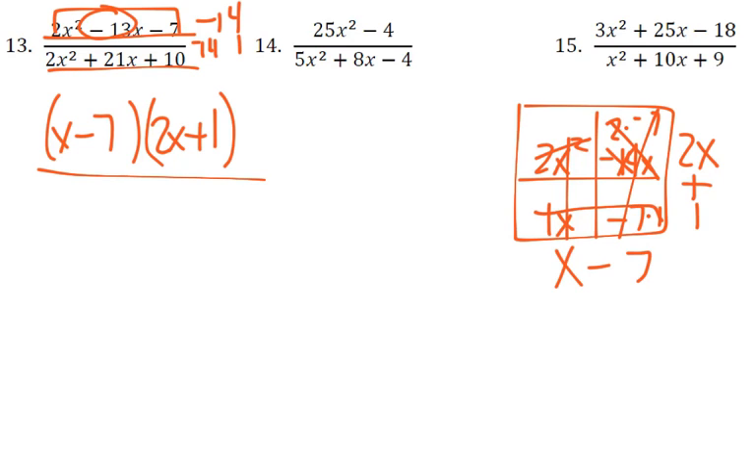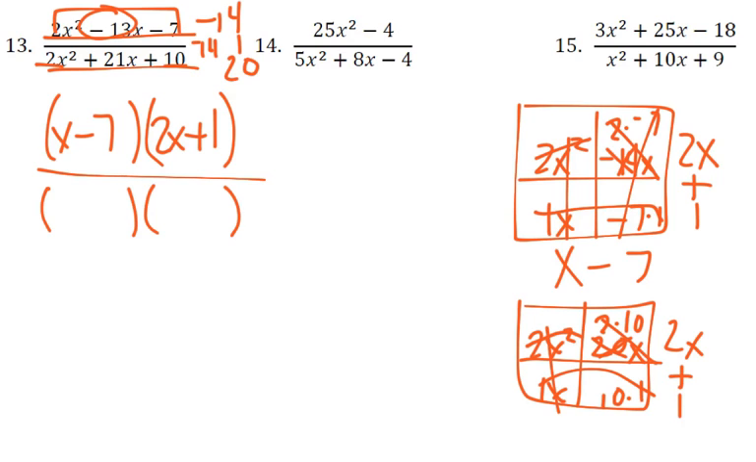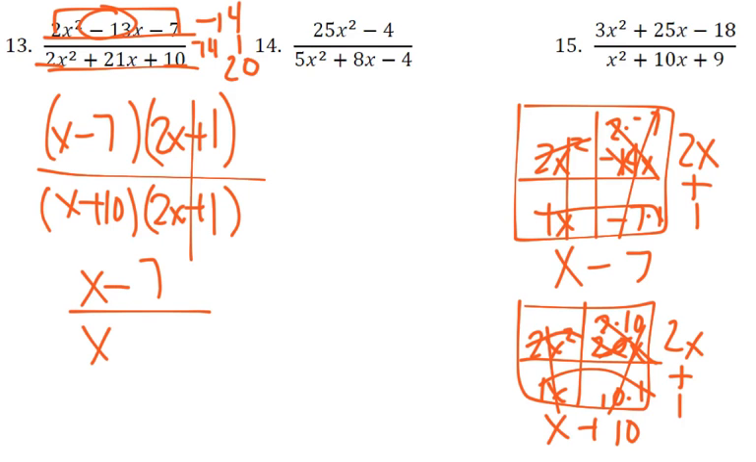Now we do the bottom. So, box method one more time. So 2x squared, 10. Factors of 2 and 10 are 20. Factors of 20 that add up to 21 got to be 20 and 1. So 20 is like 2 times 10, like 10 times 1. So pull out a 2x, pull out a plus 1, pull out an x, and a plus 10. So I get x plus 10 and 2x plus 1. So the 2x plus 1s cancel out, and we're left with x minus 7 over x plus 10.